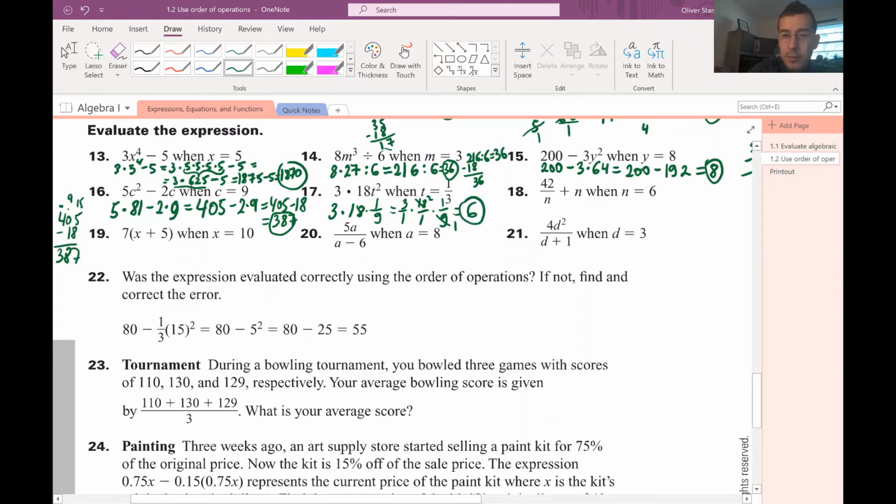Next one is 42 divided by n plus n. n is 6. So 42 divided by 6 plus 6. First is division. 42 divided by 6 is 7. And then plus 6, which is 13.